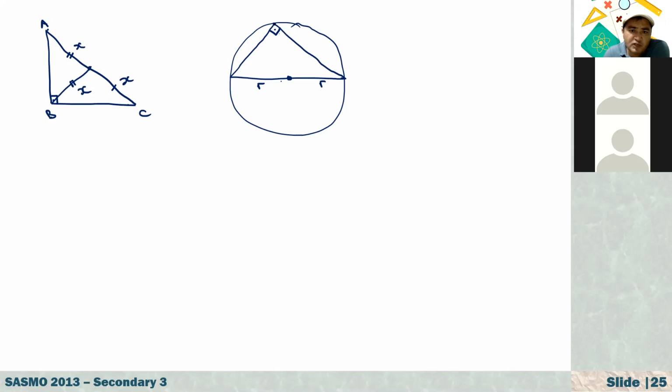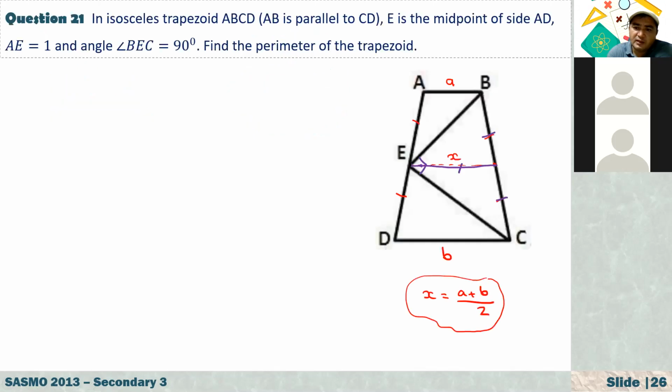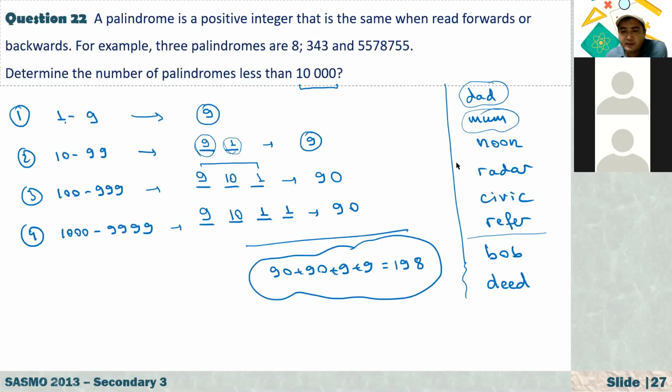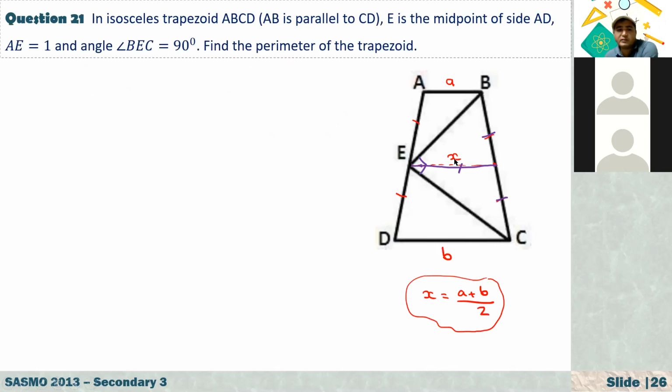So now if I join this to the center here, it's also a radius, so it must be R, because the distance between a point on the circumference and the center of the circle is R. That means this line segment is equal to this, is equal to this. So we just need this information to solve that question. Now, if we move to our question, actually the question is an isosceles trapezium. E is the midpoint, and AE is equal to 1.